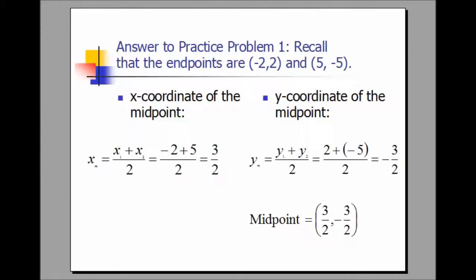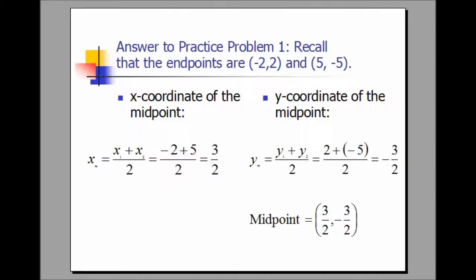We substitute into the midpoint formula. Let's work with the x-coordinate of the midpoint first. We have x sub m equals x sub 1 plus x sub 2 over 2. This gives us negative 2 plus 5 over 2 equals 3 over 2.